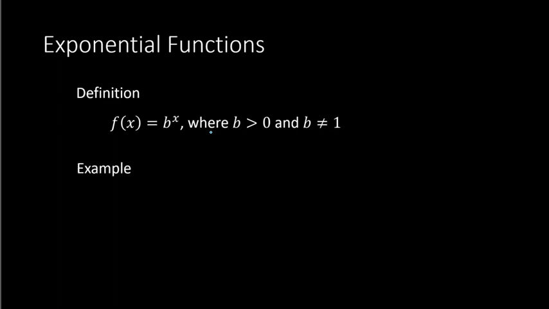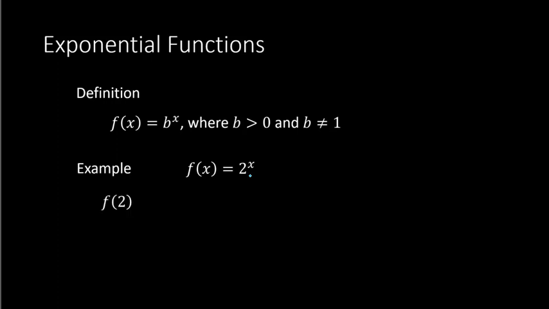So for example, this could be something like f of x equals 2 to the x power. Or it could be 3 to the x power, or 1/2 to the x power. So the exponent is now a variable. And then with this, we can evaluate.